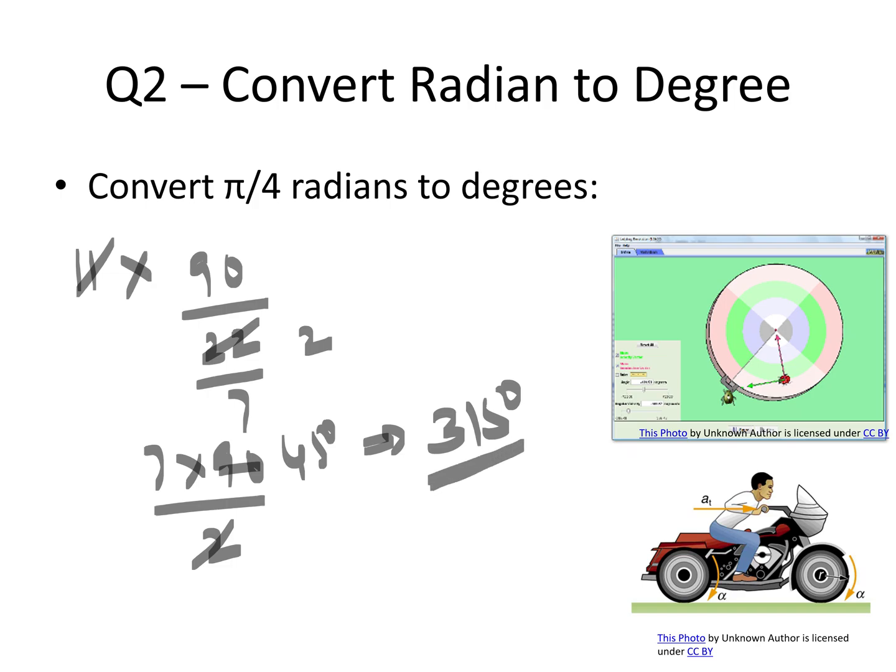Sometimes you won't get the complete degrees. In that case, what do we have to do? We have to convert radians to degrees, minutes and seconds also. So before that, I will complete this question.